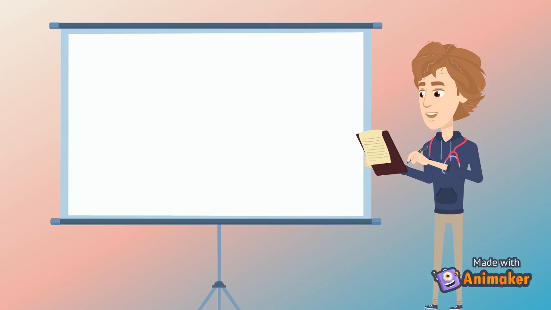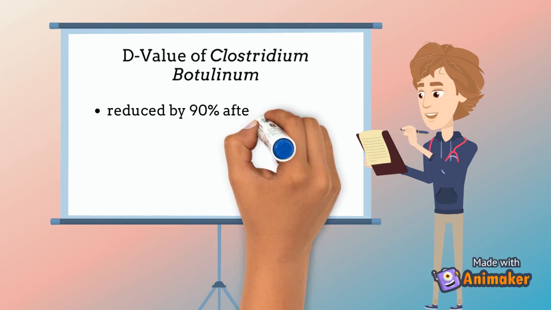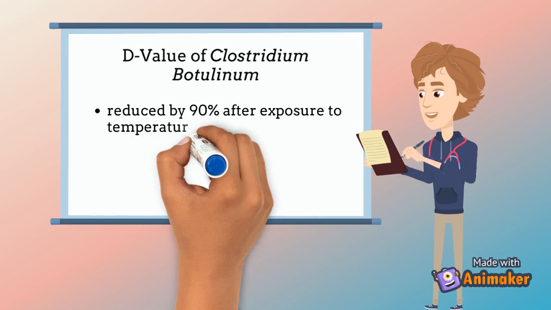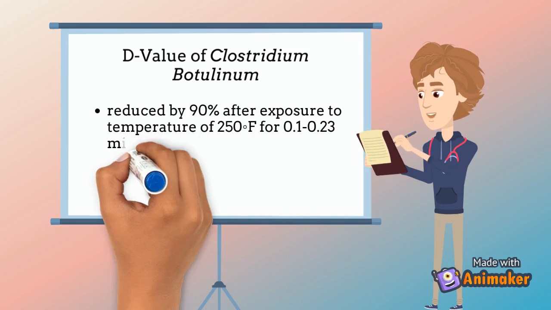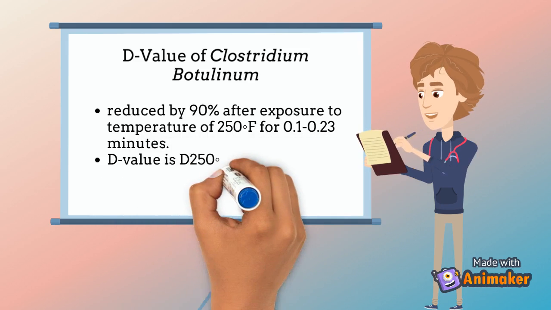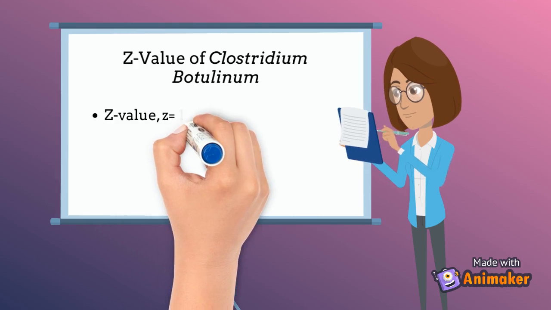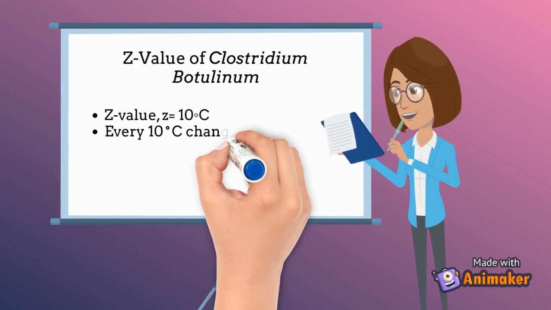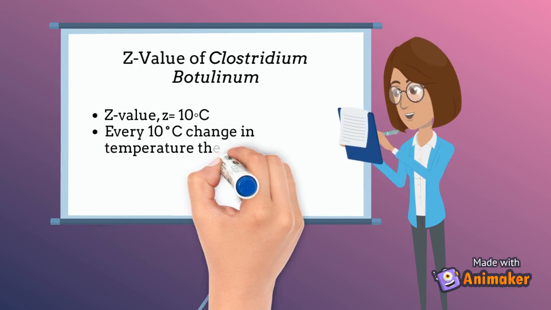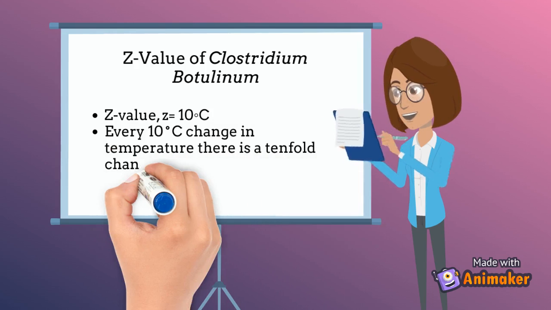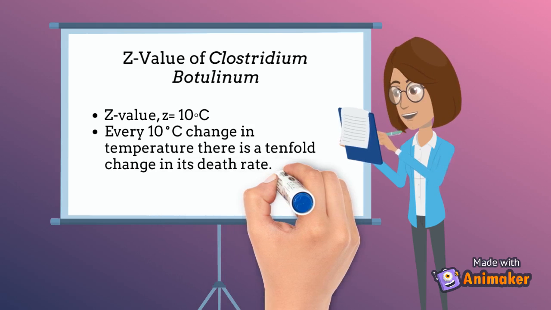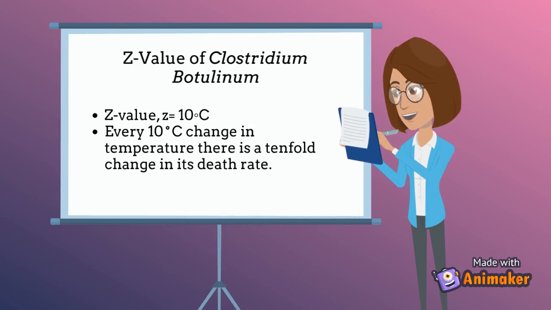The D value of Clostridium botulinum is reduced by 90% after exposure to temperature of 215 Fahrenheit for about 0.1 until 0.23 minutes. Meanwhile, for Z value for this bacteria, every 10 degrees Celsius change in temperature, there is a tenfold change in its death rate.